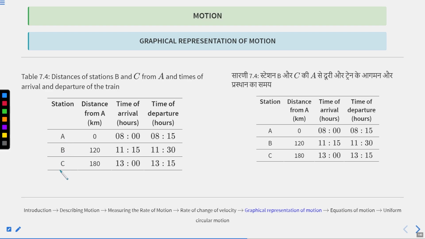Stations A, B and C. The distance from A to A will be 0. Distance from A to B is 120. It means these are three stations, A, B, C. The distance between A and B is 120 kilometers and the distance from A to C is 180 kilometers.